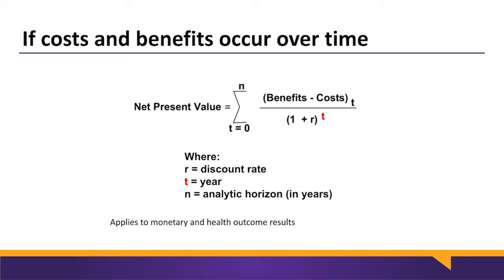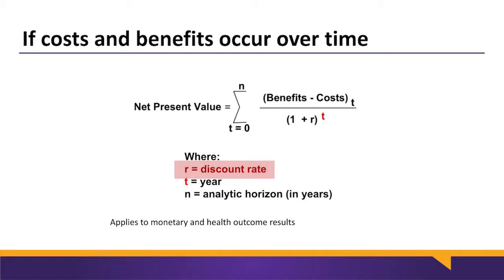So here's a simple formula on how to calculate the net present value. It's very simple. You basically take the benefits that occur in a certain year minus the costs that occur within that same year, and then you divide it by 1 plus R, which is the discount rate, and you raise that to the year in which these costs and benefits occur. And again, R is the discount rate, or sometimes called the societal rate.